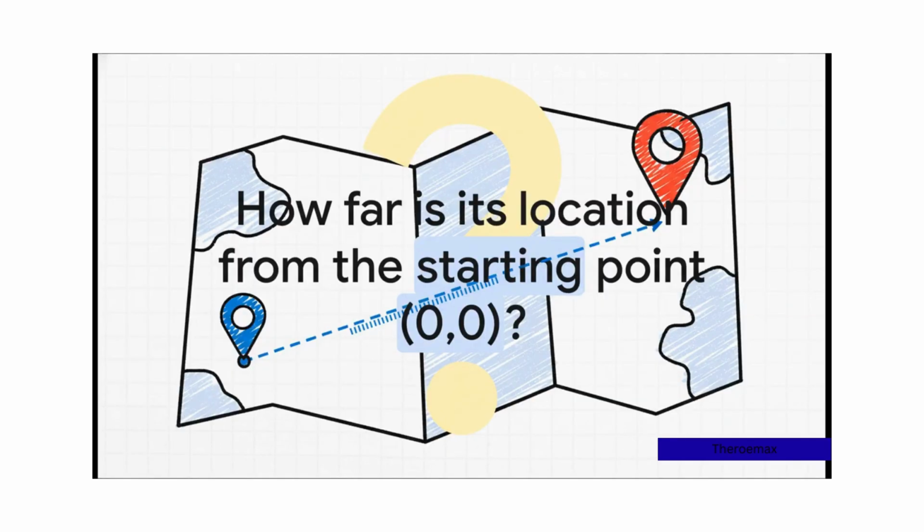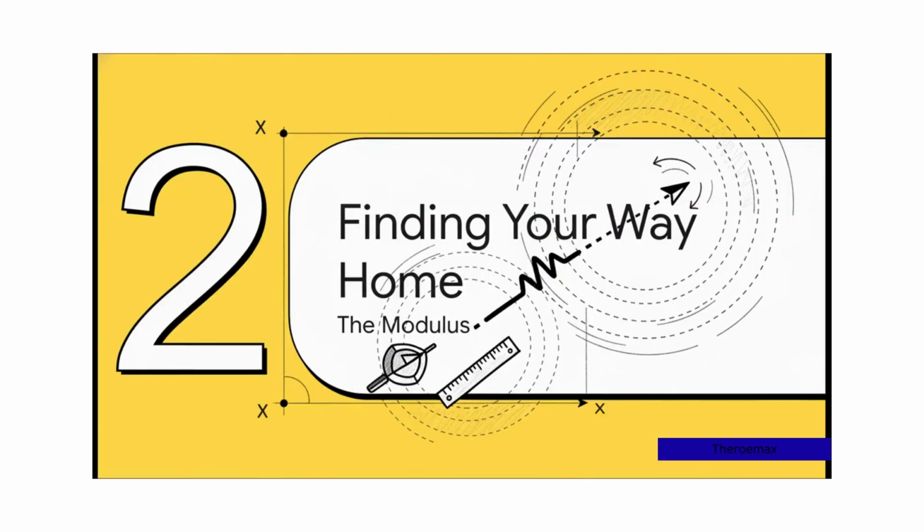Okay, so we've placed our pin on the map. A really natural question comes next, right? What's the straight line distance to get there from where we started? Right at the center, the origin, point 0. How do we measure that journey? Well, the answer to that very question has a specific name. It's the tool that tells us the size or the magnitude of our complex number. Let's find out what it is.